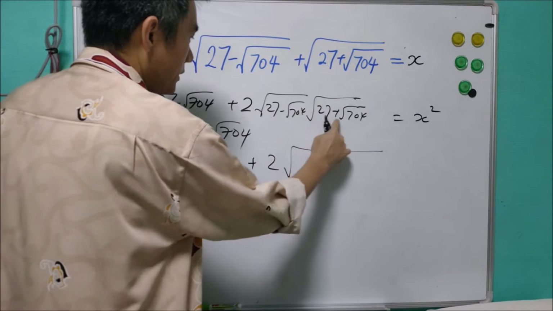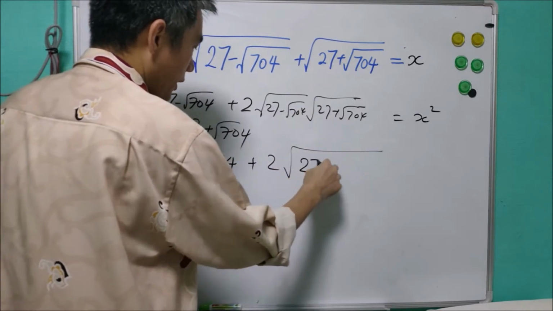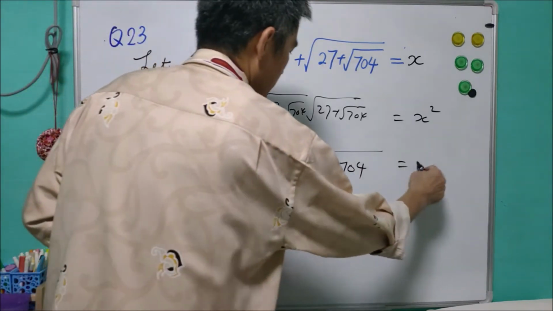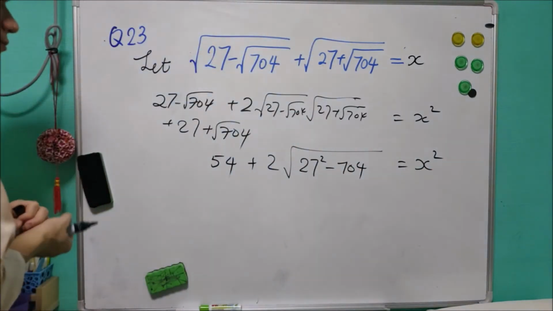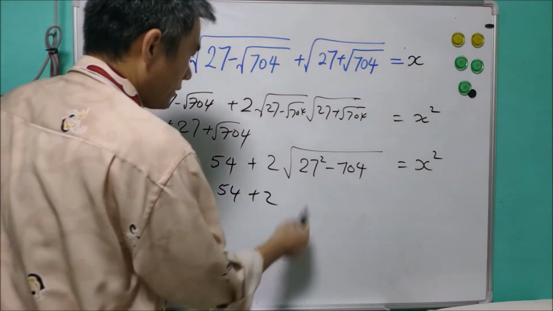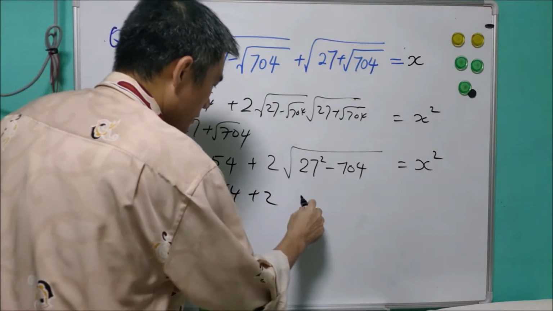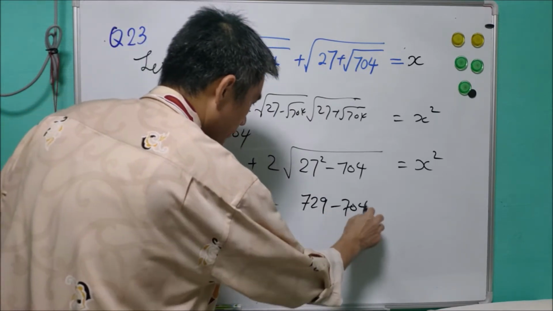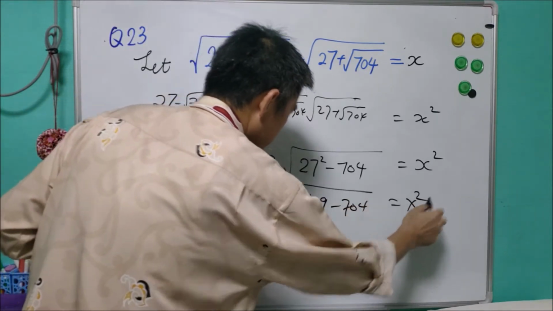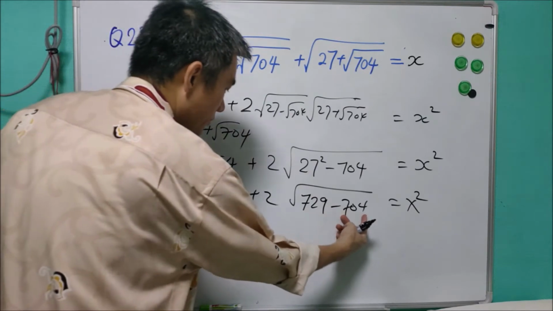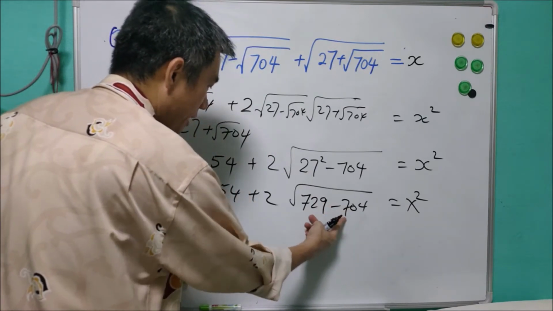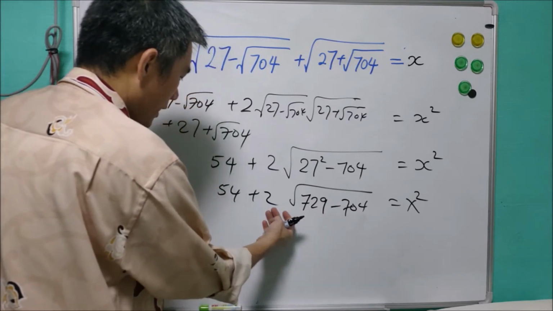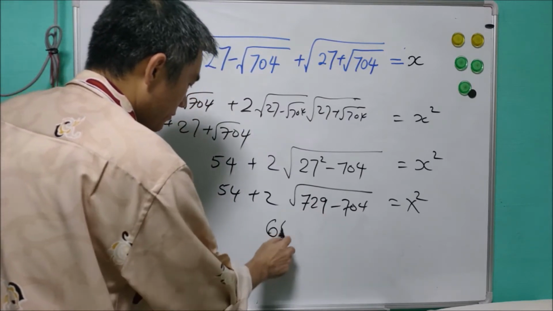And this is a plus b, a minus b. So it will be a squared minus b squared. And that is equal to x squared. So 27 squared is equal to 729, minus 704. 729 minus 704 is equal to 25. Square root of 25 is equal to 5. So this is 10, and therefore this is 64.